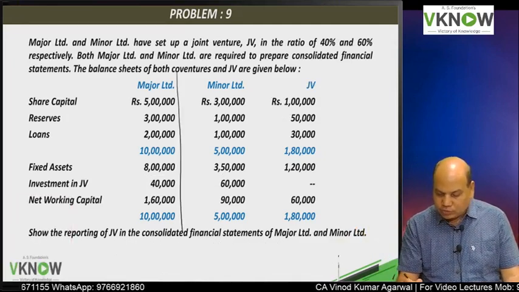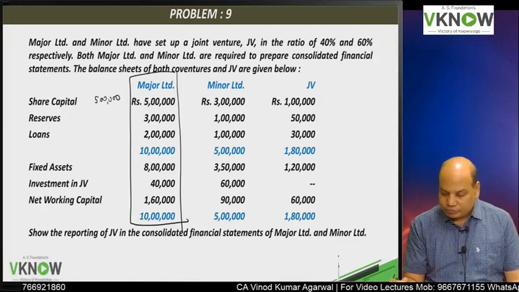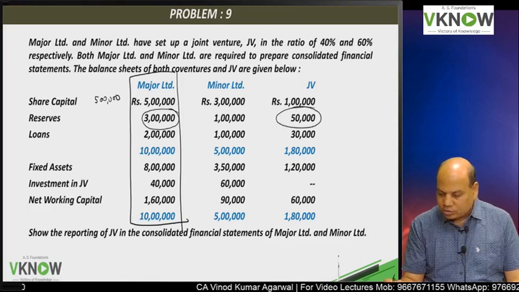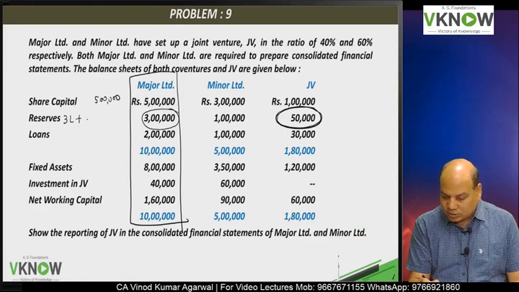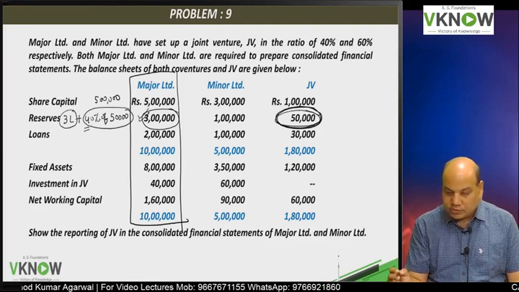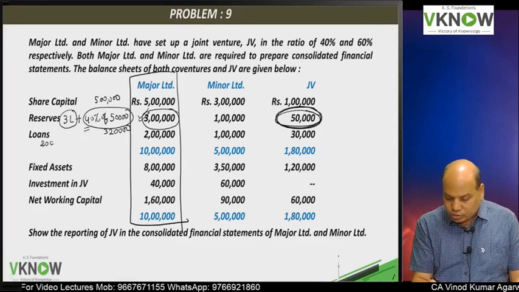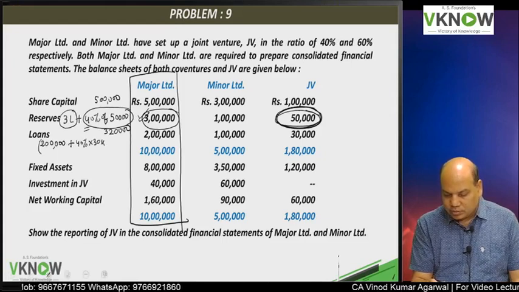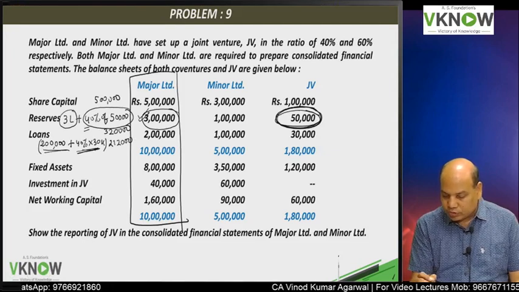So how the balance sheet of Major Limited would look like, I will explain, then you can see the answer. Share capital will remain the same, 5 lakh, but reserve 3 lakh, and you are going to add share of Major Limited in the reserve. So that is 3 lakh plus 40% of 50,000, which is 20,000. So reserve will appear 3 lakh 20,000. What about loan? 2 lakh own loan and 40% of joint venture. So 2 lakh and 40% of 30,000, 12,000. So total loan will appear 2 lakh 12,000.